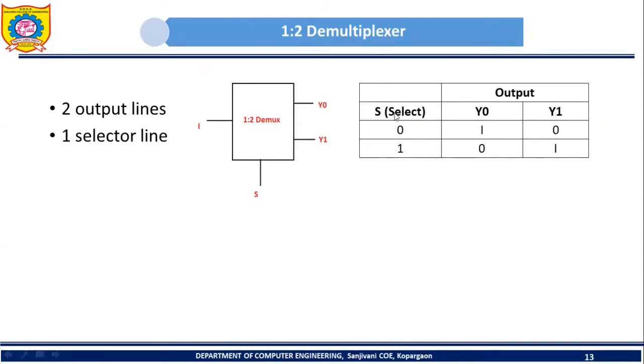Now consider the next possibility, when the select line is 1. The data present on this input line will be directed to which output line? Y1. So when S is 1, y1 will be selected, and the incoming data I will be sent on output line y1. You can see the output on y1 is I, and the output on y0 will be 0.